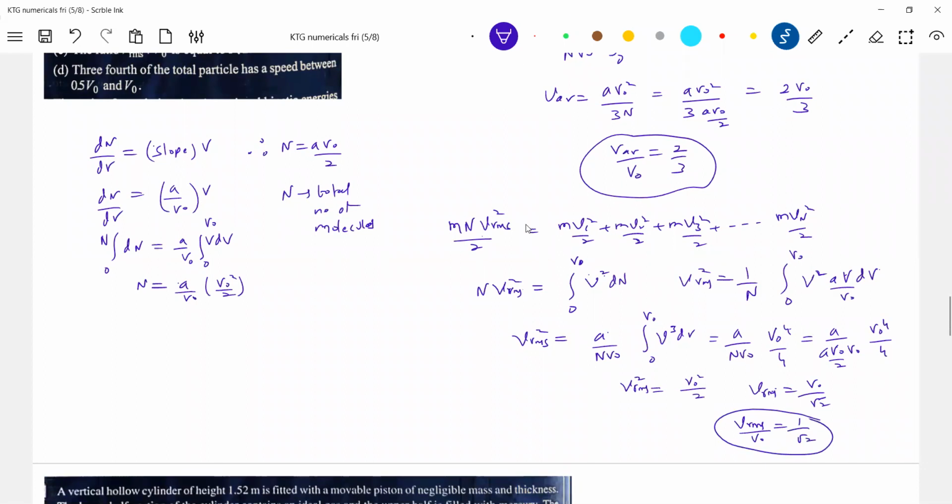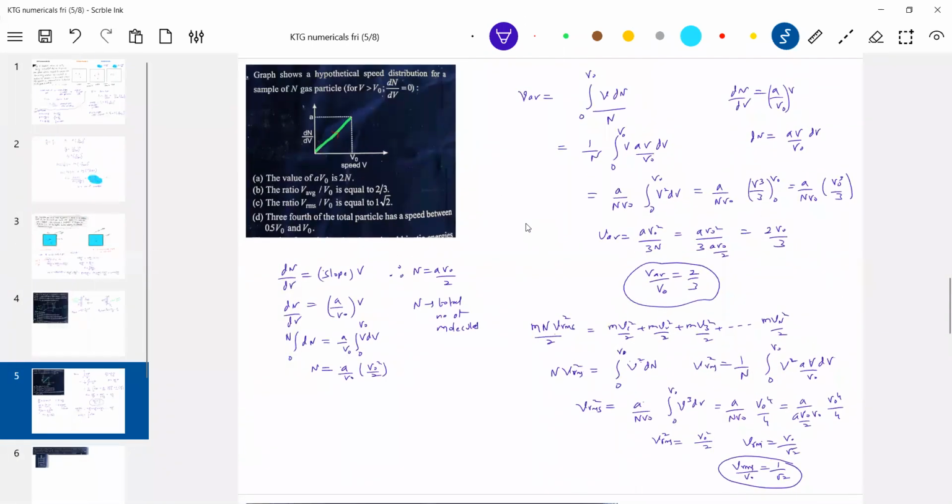Simple math-based work may not be very much useful for us in physics. I can bring this curve like this, dN by dv.